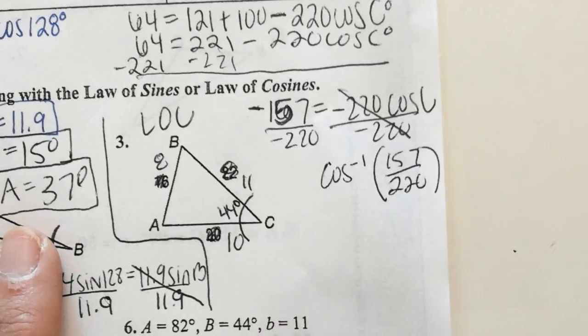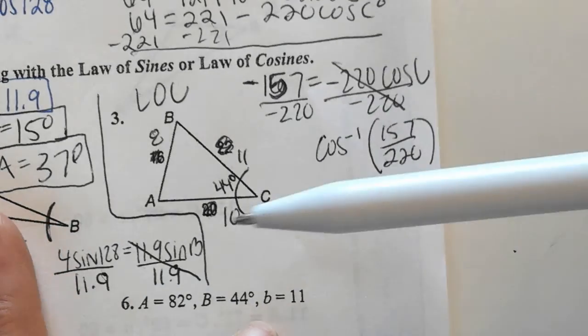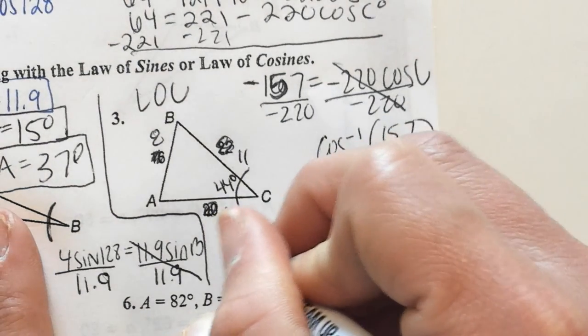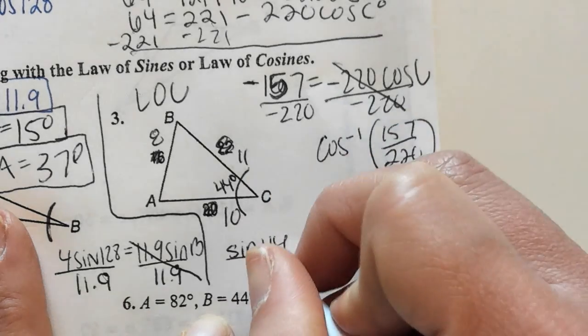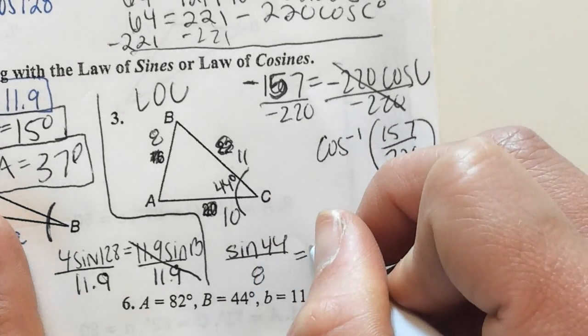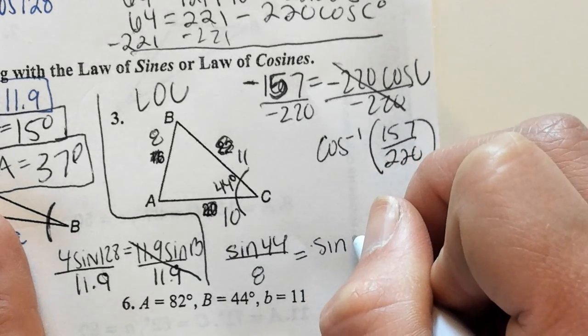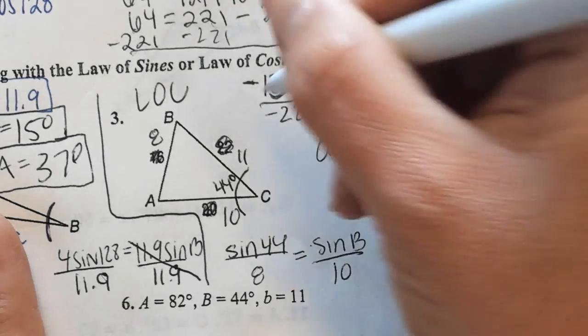Alright, now what is the smallest side? Yeah, but we already solved for the angle. Yes, so we're going to use what to solve for angle B? Law of sines. So it's going to be sine over equals sine over. Very good. Go ahead and find B on your own.